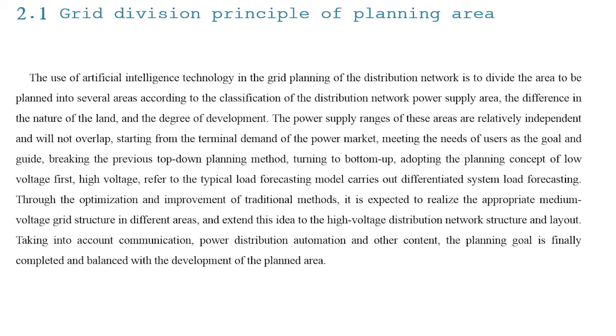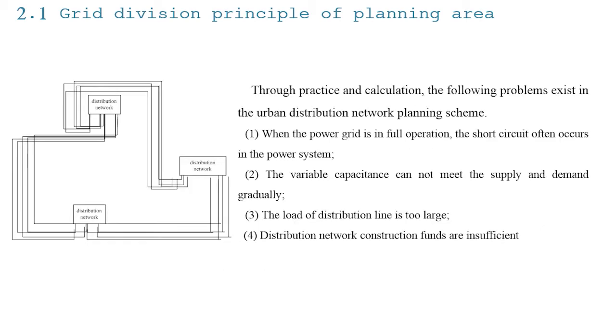Turning to bottom-up planning method, adopting the planning concept of low voltage first, high voltage later. Refer to the typical load forecasting model carries out differentiated system load forecasting. Through practice and calculation, the following problems exist in the urban distribution network planning schemes.